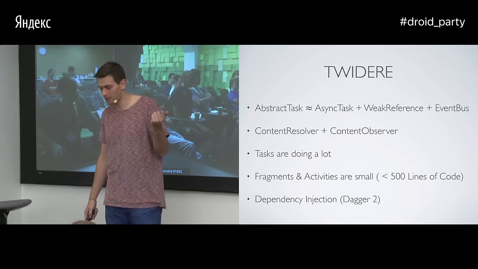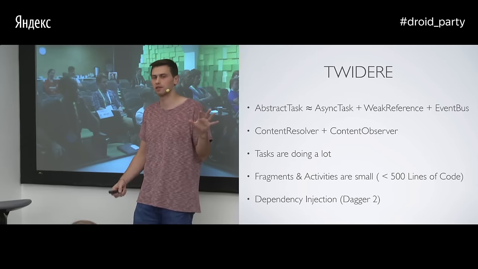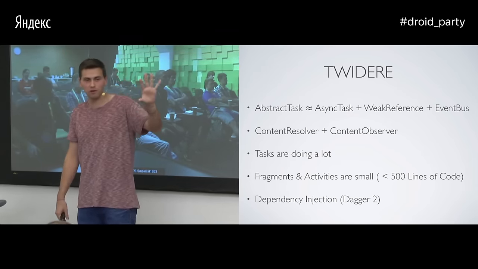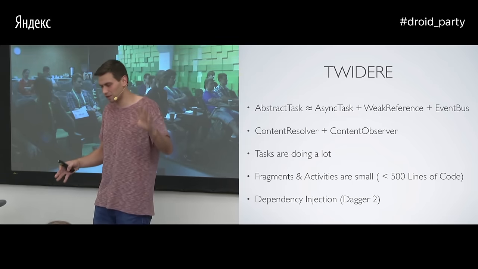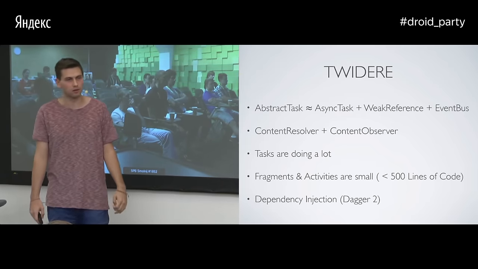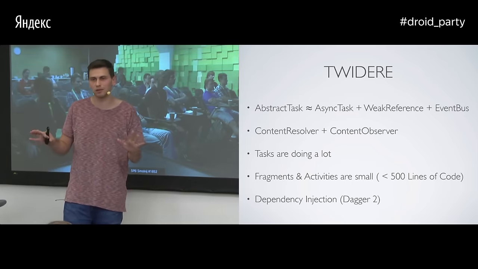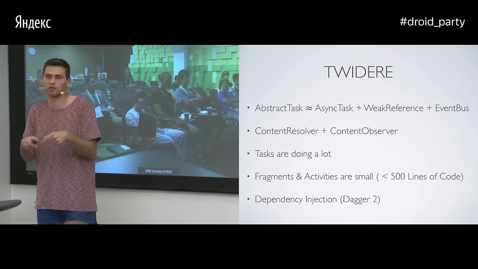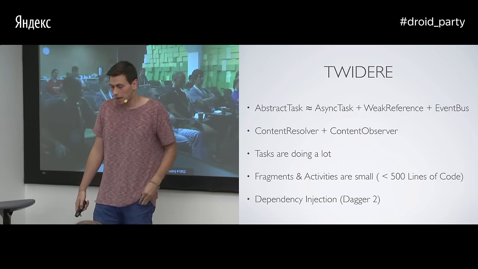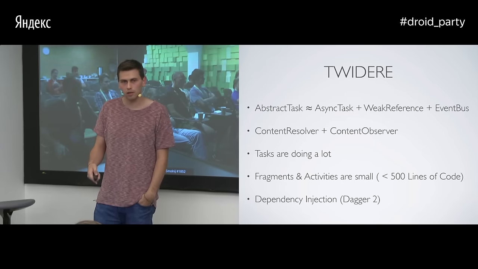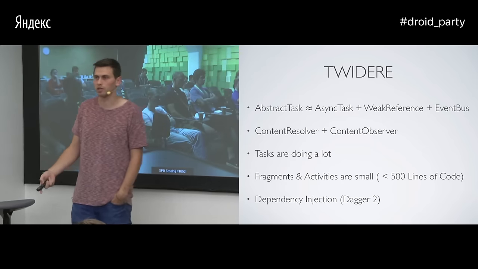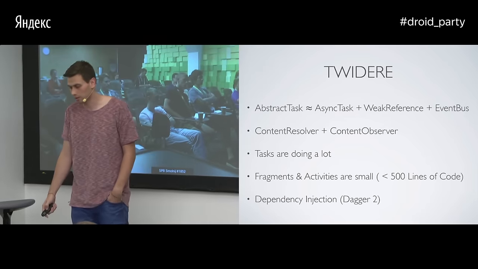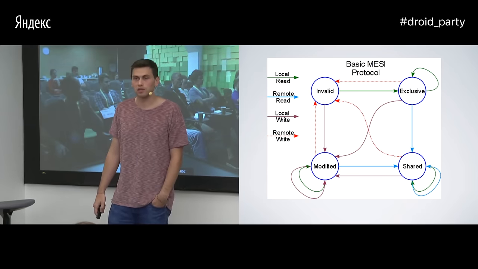But actually their fragments and activities are pretty small, so they have that separation. They have view controller activities with less code, but the async task has a lot of code in there, doing not always so clear workflows. So they don't really have that unidirectional workflow as we have discussed before with Flux and Redux. And this is the only one which uses Dagger. Actually, Dagger 2 dependency injection is also quite important, but it's out of the scope of this talk.